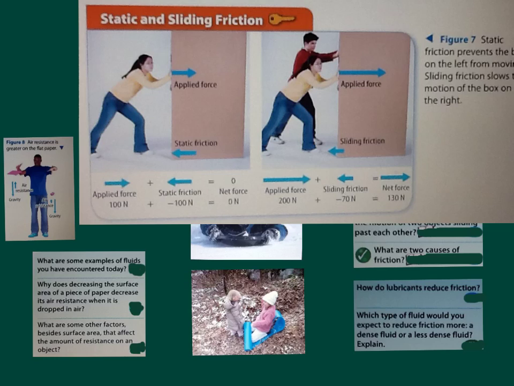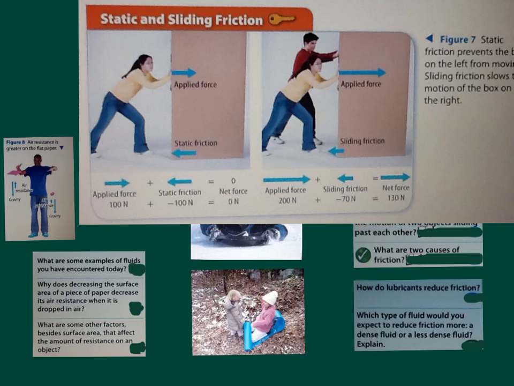So what I want you to take a look at is these numbers right here. Here's your applied force. If you take a look, the static friction is applying the same amount of newtons in the opposite direction that the girl is applying the force, which means the net force change is 0.